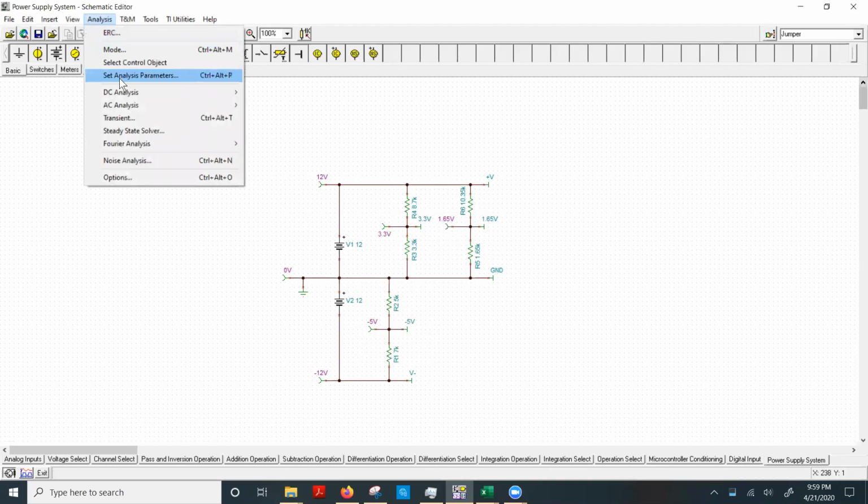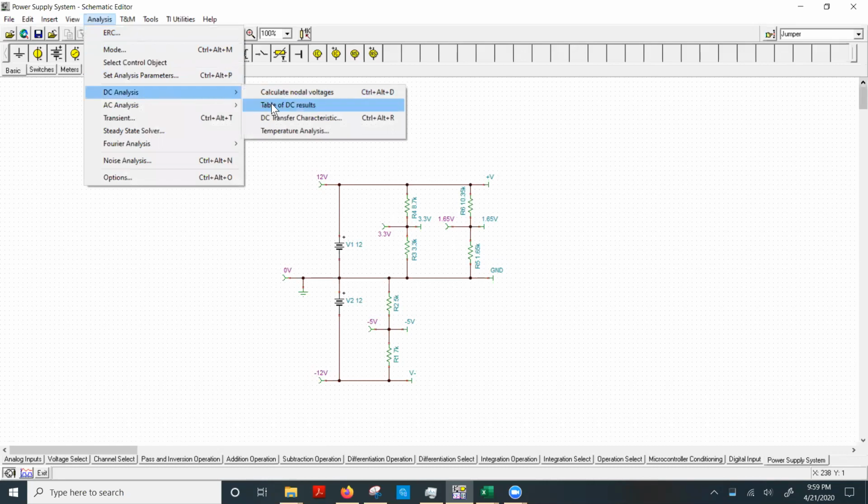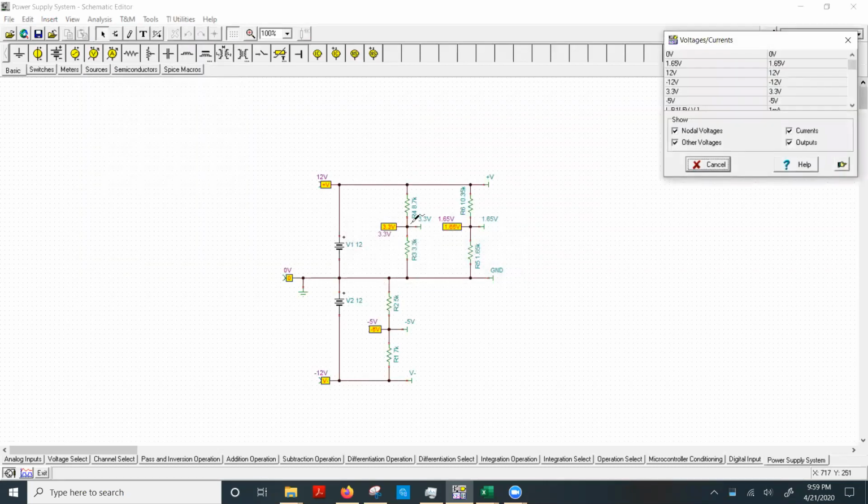So if we run a DC analysis and we calculate the table of results, we can see that based on these voltage divider ratios, you get the desired voltages at each of these points, and you have plus or minus 12 volts right here. And we also have the 0 volt ground, which we'll also need. And these are the only reference voltages used in our power supply for our data acquisition system.